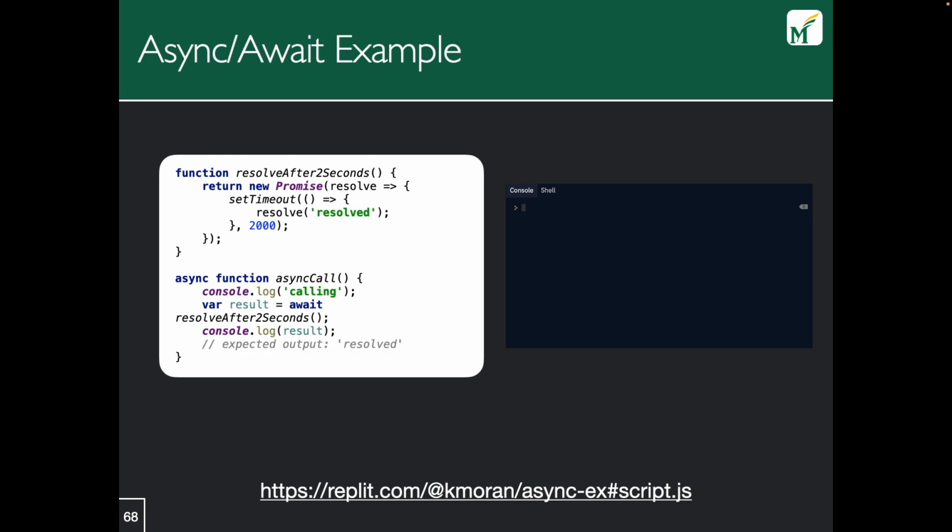And then we have this function down at the bottom that we've declared with the async keyword. And we're saying, all right, this is a function that's an asynchronous call. So we're going to log to the console that we're calling this function. And then we're going to await this other asynchronous code that we have up here, this resolve after 2 seconds, and then we're going to log the result.